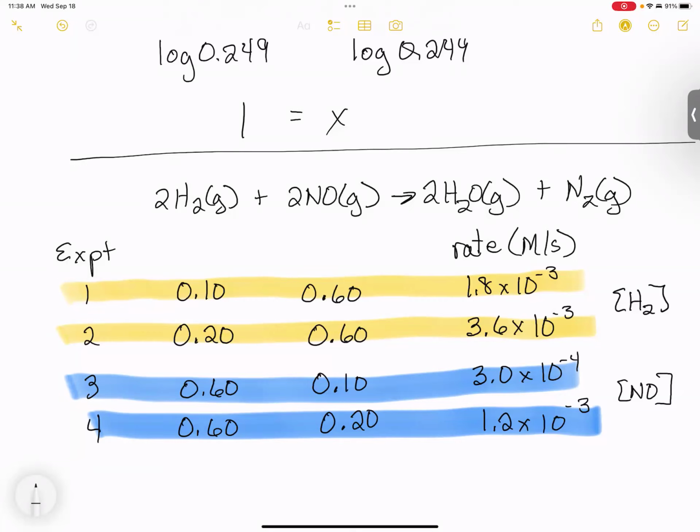It's not gonna matter, because if you get a fraction, you just take the log of each side, so it'll all work out one way or another.